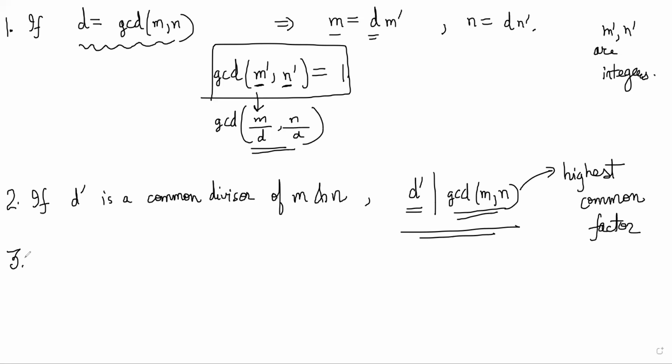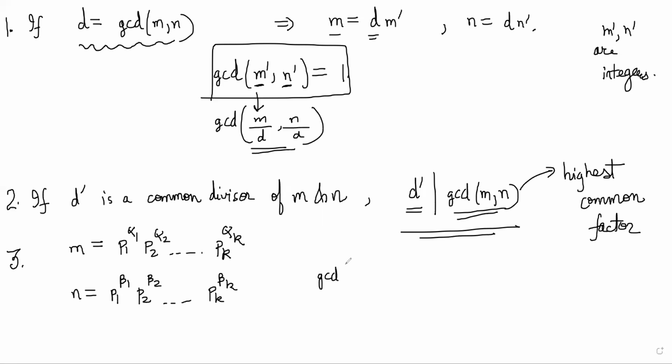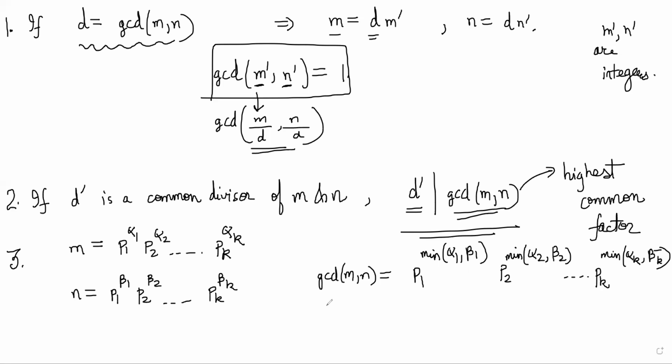Now, this third property says how to find the GCD of two numbers given their prime factorization. If m is p1 power alpha 1, p2 power alpha 2, and so on, till pk power alpha k, and similarly n is p1 power beta 1, p2 power beta 2, and so on, till pk power beta k, then GCD of m and n will be equal to p1 power minimum of alpha 1 comma beta 1, p2 power minimum of alpha 2 comma beta 2, and so on till pk power minimum of alpha k comma beta k. So once you have the prime factorization, you should be quickly able to find the GCD, because what you will do is take the lowest common power.